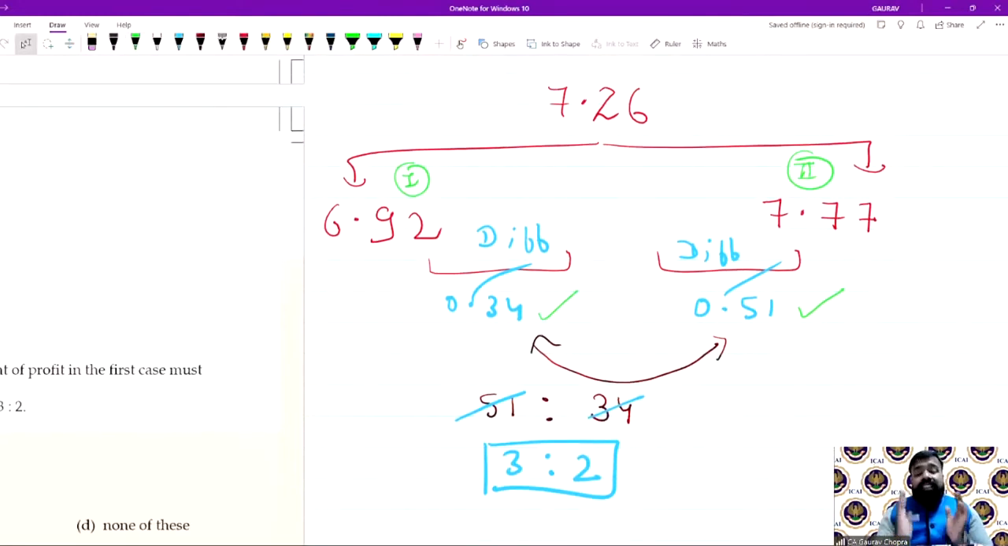Now last step is most important. Never forget to do the last step. Otherwise you will get the wrong answer. Last step is always interchange the values. Always interchange the values. The result is 51:34, or we can say 3:2. So this will be the final answer.